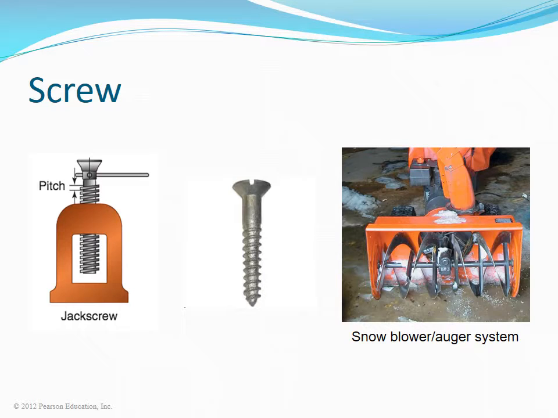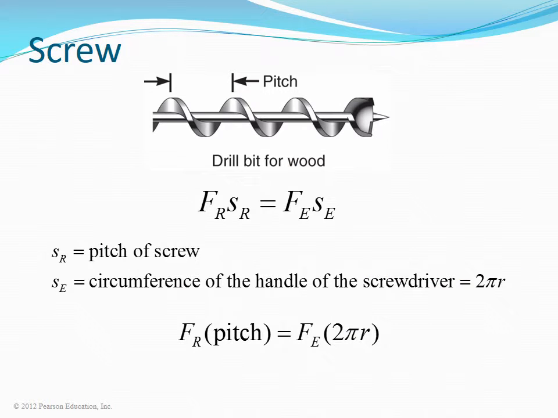The jack screw, wood screw, and auger are examples of this simple machine. The distance a beam rises, or the distance the wood screw advances into a piece of wood in one revolution, is called the pitch of the screw. The pitch of a screw is the distance between two successive threads.